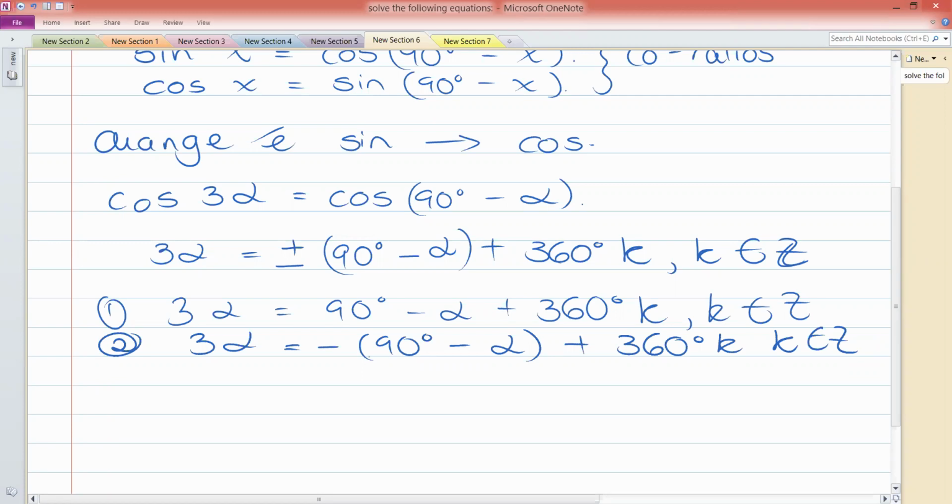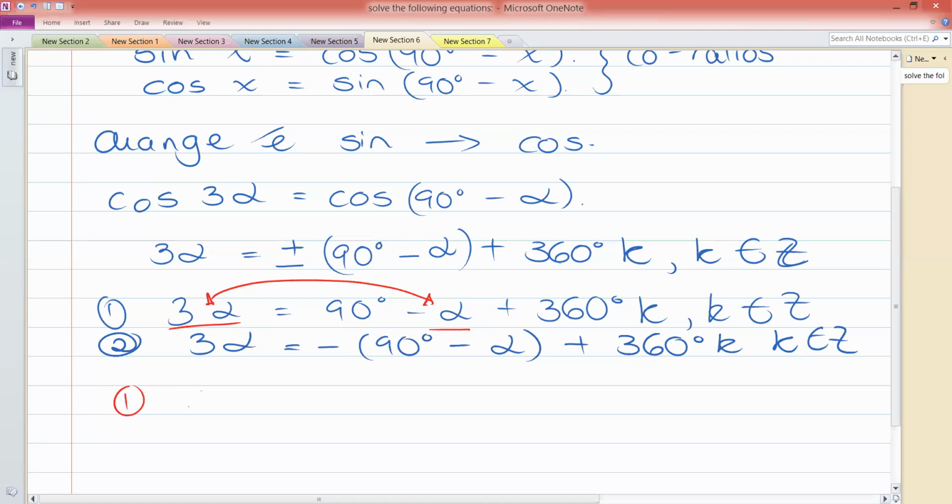The reason I'm doing it this way is so that you see we're going to group the like terms. These are like terms. You're going to have to do it for each of them: for equation 1, then for equation 2. For equation 1, I'm going to bring the negative alpha over to the other side, and then it's going to become positive.